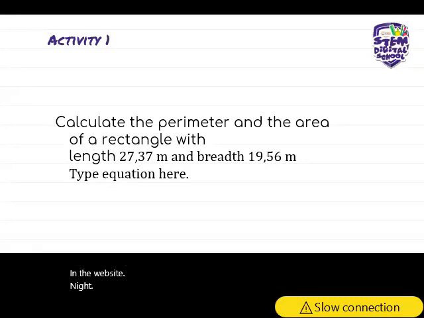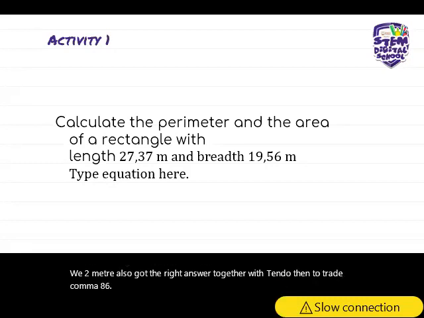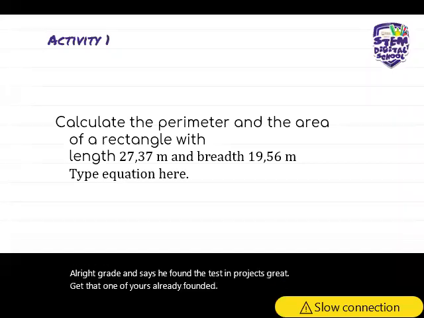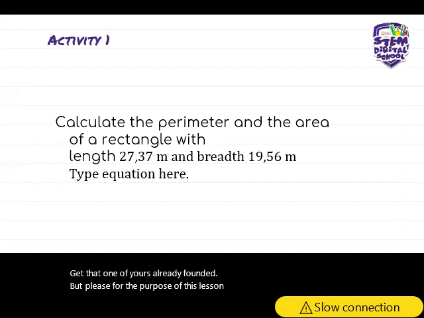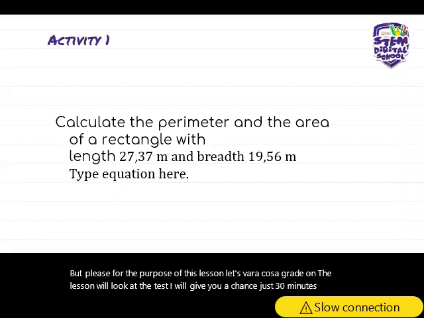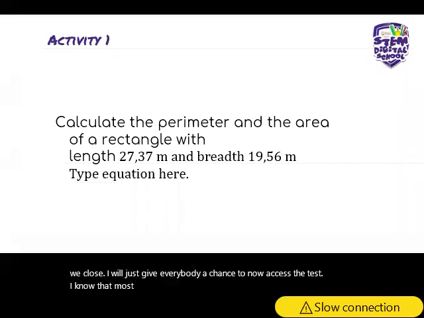Let's now carry on. Bitumelo also got the right answer together with Tando, 93.86. All right, Raiden says he found the test in projects. Great. I'm glad that one of you has already found it. But for the purpose of this lesson, let's rather concentrate on the lesson. Just 10 minutes before we close, I will give everybody a chance to access the test. I know that most of you would like to start as soon as possible. But for now, let's carry on with our lesson.